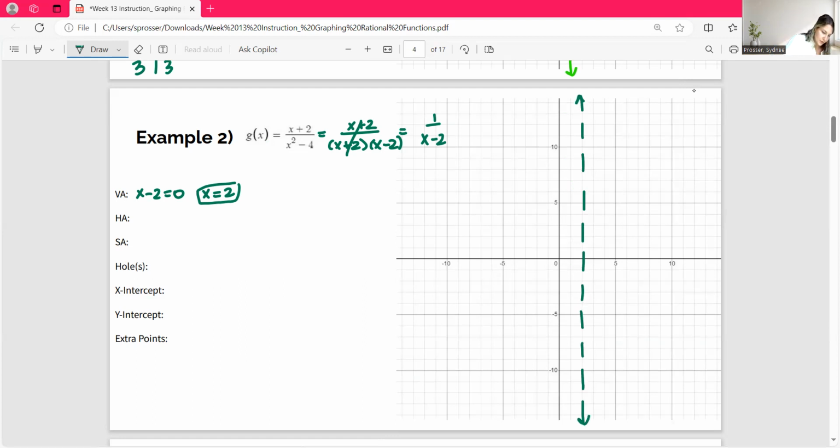Horizontal asymptote: numerator degree, and it doesn't matter which one you look at. We'll look at the simplified one. Numerator degree is 0. Denominator degree is now 1. When it's bigger in the denominator, the horizontal asymptote is 0. I can plot that.